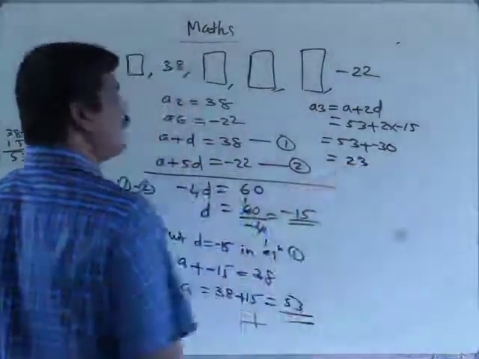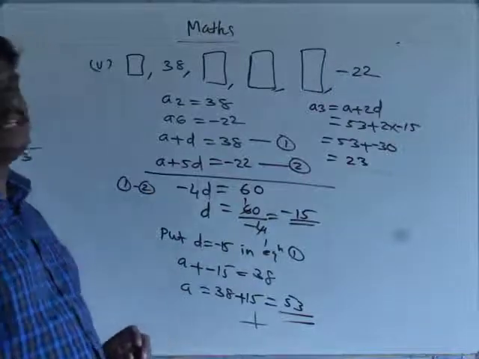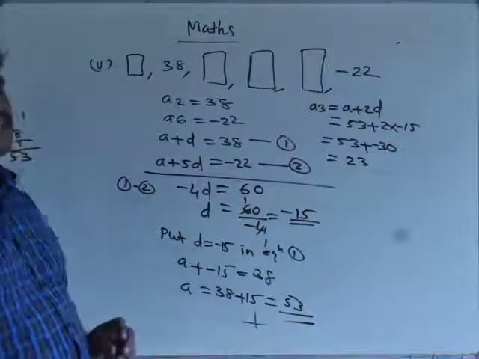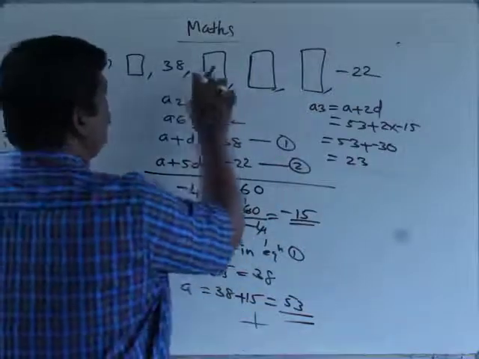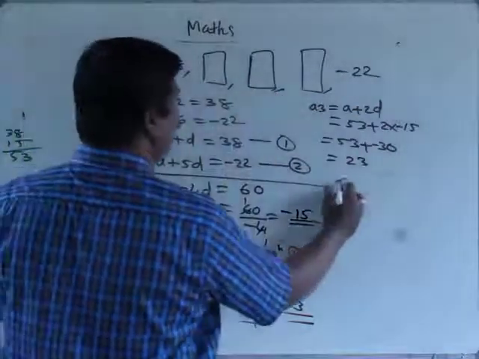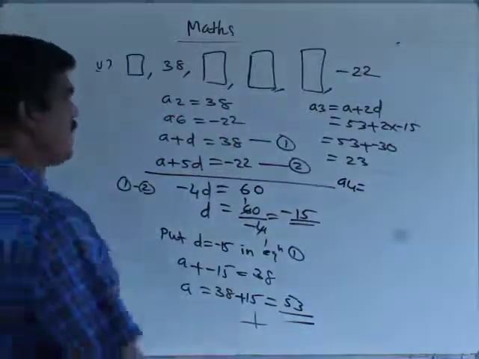Okay, positive and negative, take the difference and keep the sign of the larger number. What is the difference? 53 minus 30. The answer is 23. Which one is larger? 53 is larger. What is the symbol? Plus. Okay, clear. Next, find out the fourth term, A4. So A4, what is the formula? A4 is A plus 3D. Clear.